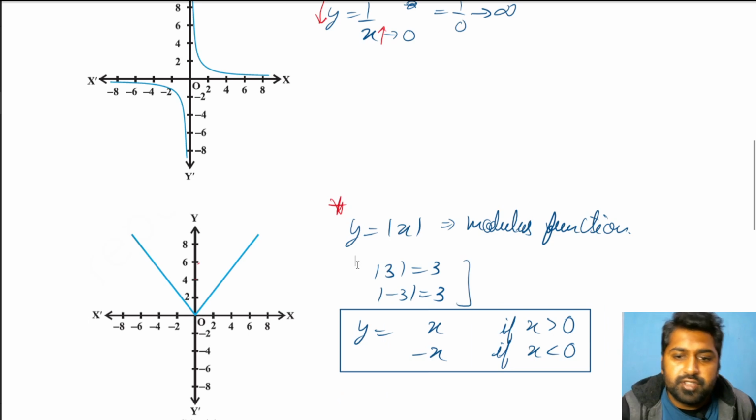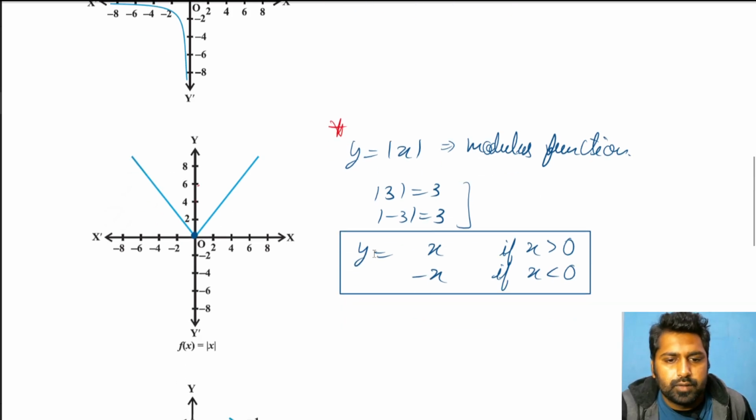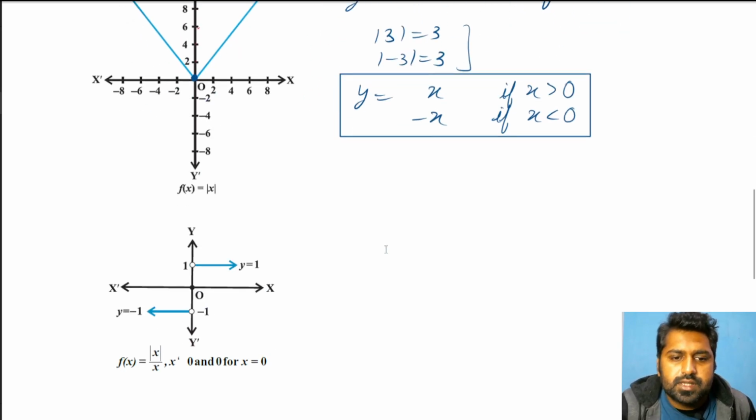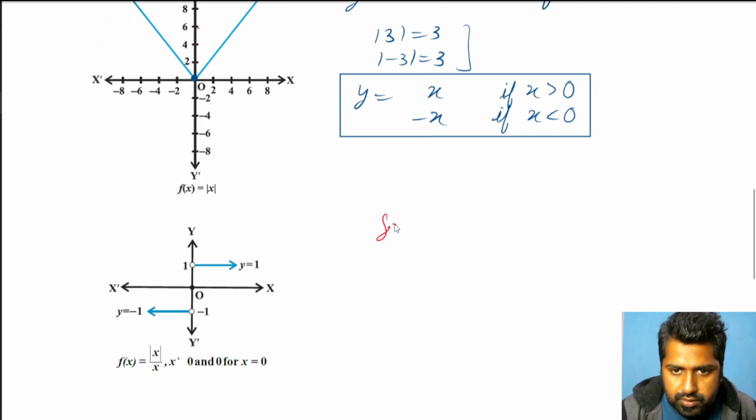All right. So it's a V-shaped curve, and the V shape is at origin 0, 0. Okay. Next comes signum function. You should know, because the question will not say anything. The question will say it's a signum function, and they can ask you questions based on that.